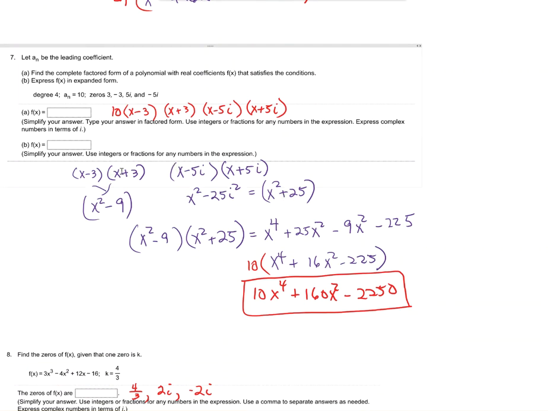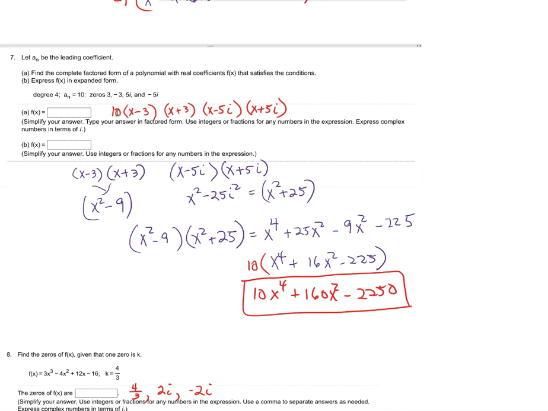So here's the real part that ends up being x squared minus 9. Here's the imaginary part, which ultimately becomes x squared plus 25. We can do FOIL, and we get x to the 4th. Outer is 25x squared. Inner is minus 9x squared. And then last will be minus 225.